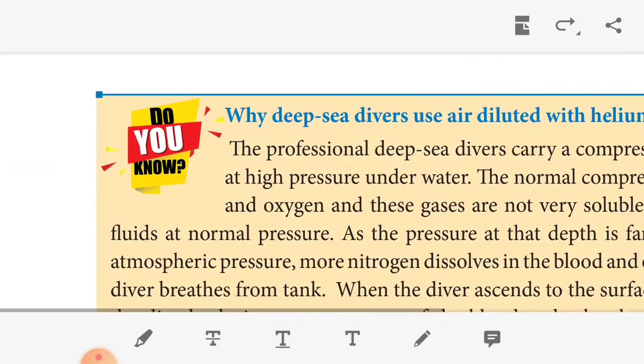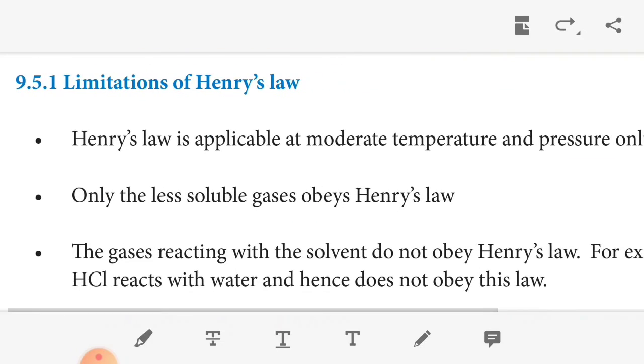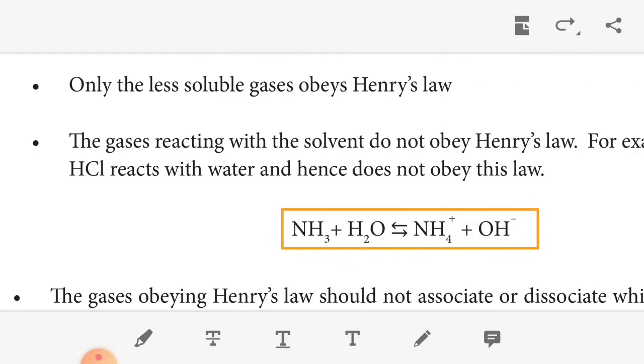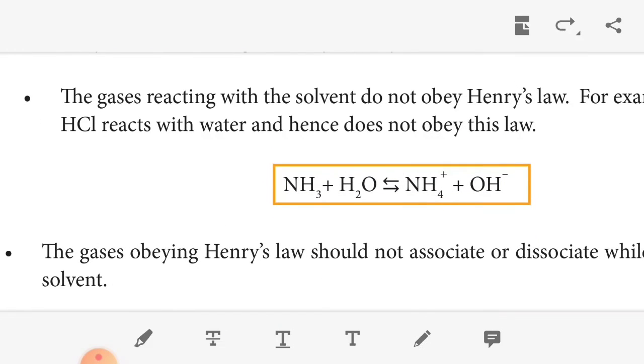Then the limitations of Henry's law. Henry's law is applicable only at moderate temperature and pressure. Second limitation, only less soluble gases obey Henry's law. This is a very important limitation. Third, gases reacting with the solvent do not obey Henry's law.